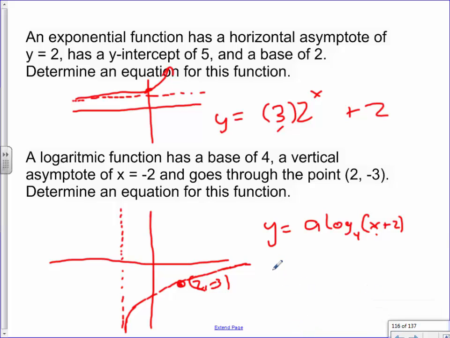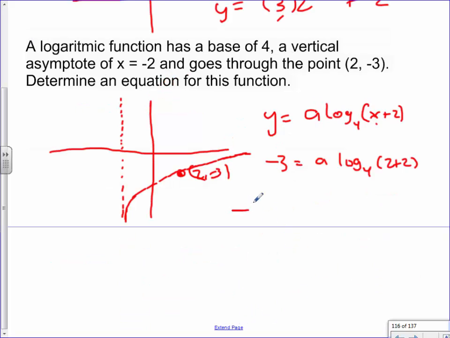Okay, so let's try that. Negative 3 is y. We don't know a. It's log base 4. And then 2 goes there. Now, I'm going to say this a lot over the next little while, so I may as well start today. This right here is a number. I know it looks very intimidating, but I need you to forget the fact that logs are weird looking. Log base 4 of 4 is just a number. Use your calculator and find that number.